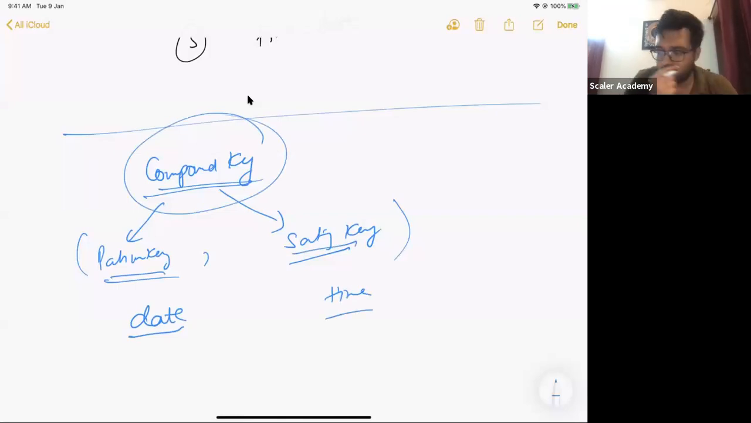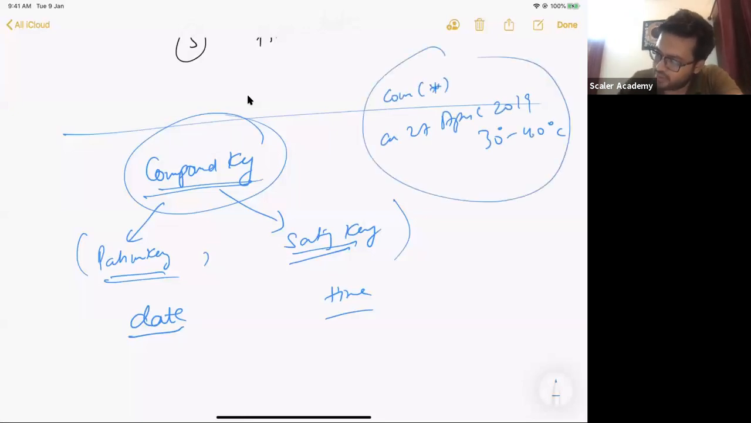Right. Now let's say this is the most frequently asked query, the most heavy query that you wanted to optimize for, and you have created your DB according to it. But now let's say there are some other kinds of queries as well. Let's say there is a query: tell me the number of times the temperature was between 30 degrees to 40 degrees Celsius on, let's say, 27th April 2019. Tell me the number of times the temperature was between 30 to 40 degrees Celsius on 27th April.